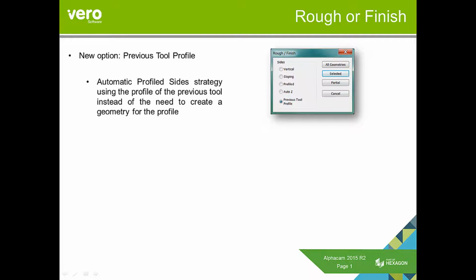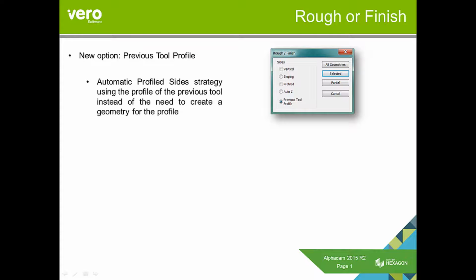It's an automated profiled side strategy. Those of you that use the profiled sides command know that you have to draw the cross section of the part and then the tool path will follow that cross section. Well, with this strategy there is no need to draw the cross section of the part. It will take the shape of the previous tool.